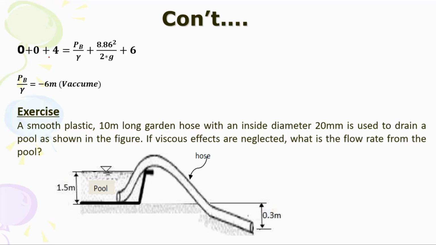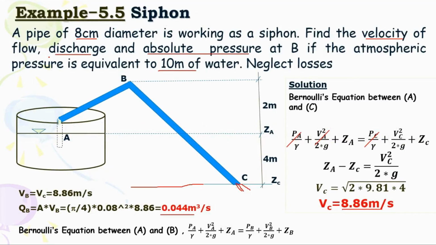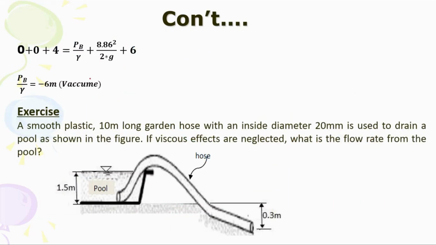So why do you get this? Because you already have 10 meters of water given. At point B, atmospheric pressure is equivalent, absolute pressure at B is given already. So find the velocity, flow, discharge, and absolute pressure at point B, which is this point. Then you can substitute. Then finally, it is vacuum. Negative sign is vacuum. So vacuum is considered. So vacuum will be included.